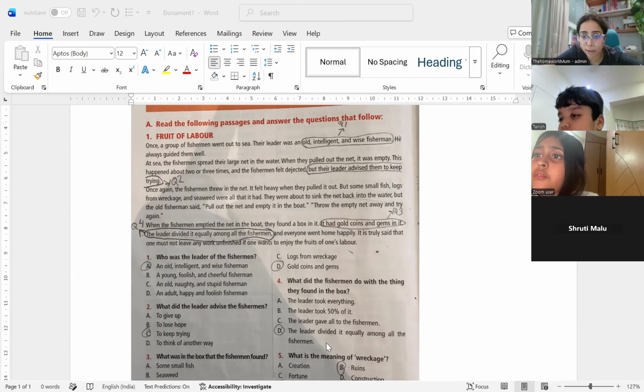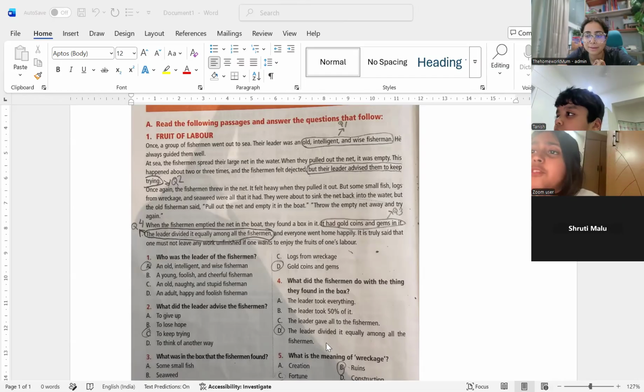And everyone went home happily. It is truly said that one must not leave any work unfinished if one wants to enjoy the fruit of one's labor. So, if there was a next question saying, what did you learn from this passage? That last line was the answer, right? That we should not leave any work unfinished. Yes, Baba? Bolo? If one wants to enjoy the fruits of one's labor.